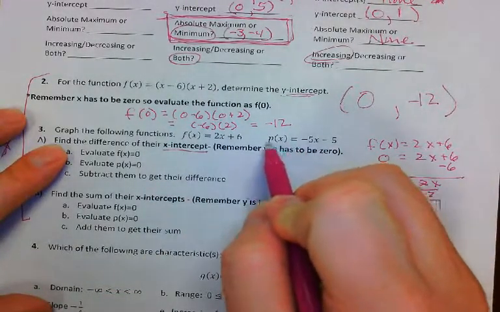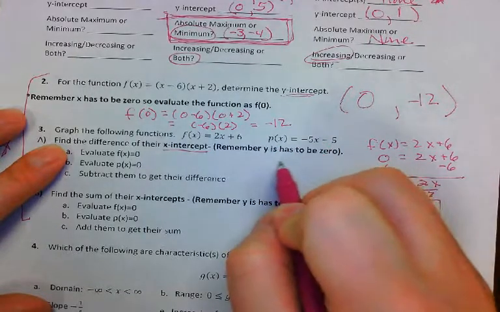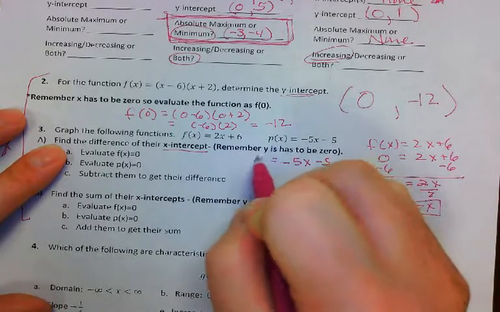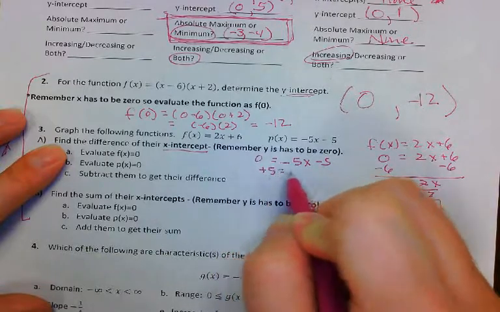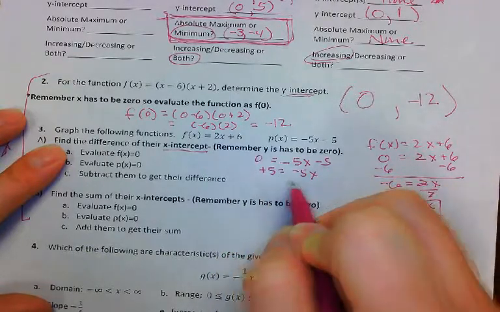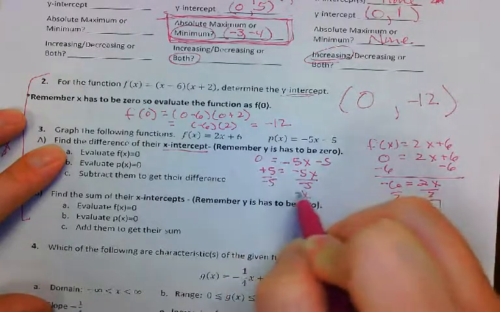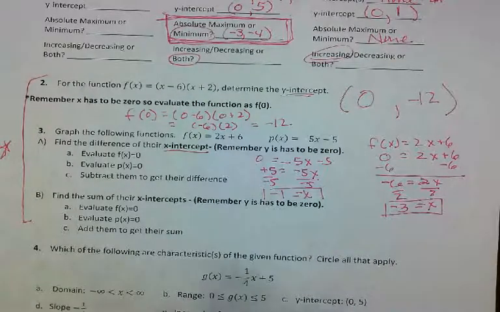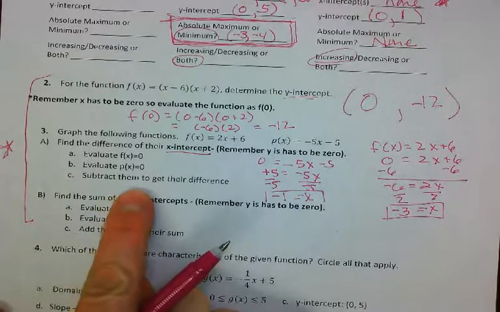Now my second one, I need to do the same thing for p of x equals negative x minus 5. So negative x minus 5, this equals 0. We're going to get positive 5 equals negative x. We're going to divide through by negative 1, and I'm going to get x equals negative 5. Do you guys all agree? Yes. Disagree? Okay.